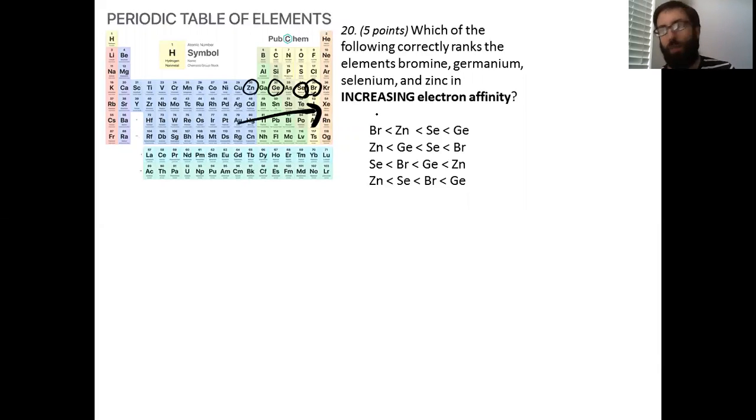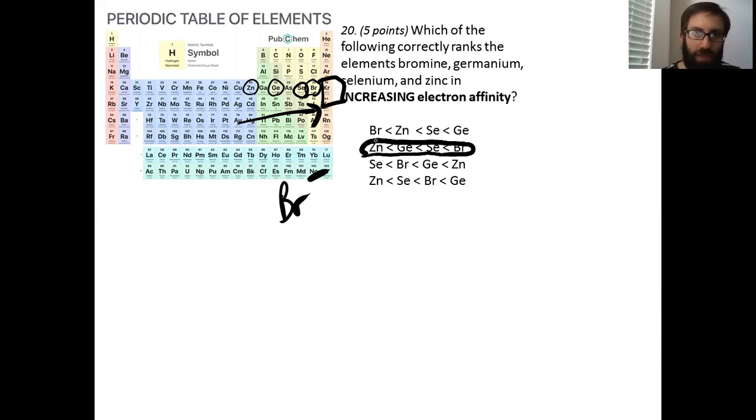What elements want more electrons? Elements on the right of the periodic table, right? Bromine really wants to become, as you guys know, Br minus, so it can have an electron configuration as krypton. So bromine is going to be the highest, and so it's going to go in that left to right order. And so it's going to be this one: zinc, germanium, selenium, bromine.